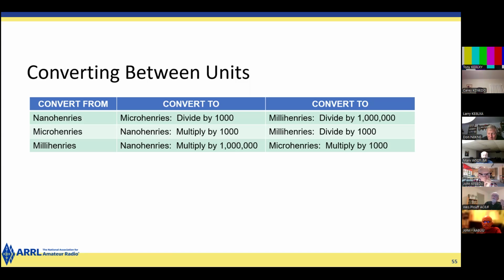And then nano is a prefix that means 1/1,000,000,000th. So you will see some inductors that are specified in nanohenries, and those tend to be for very high frequencies, or where extremely small values are needed in circuits. So the conversions here are, again, conversions between thousandths, millions, and billions.